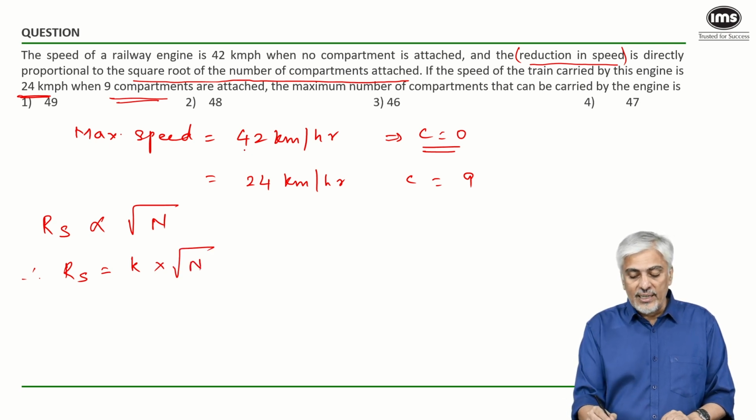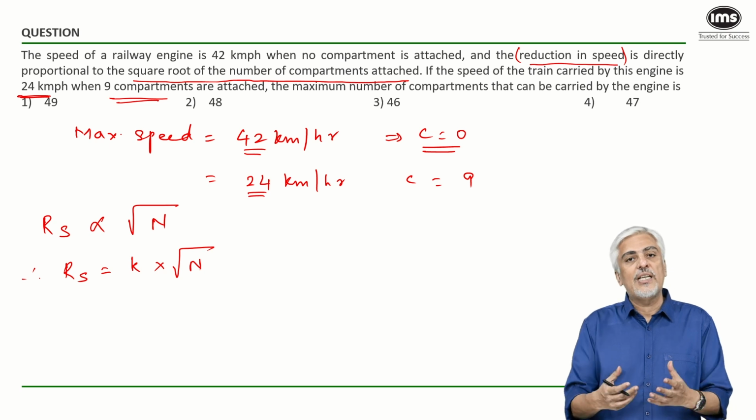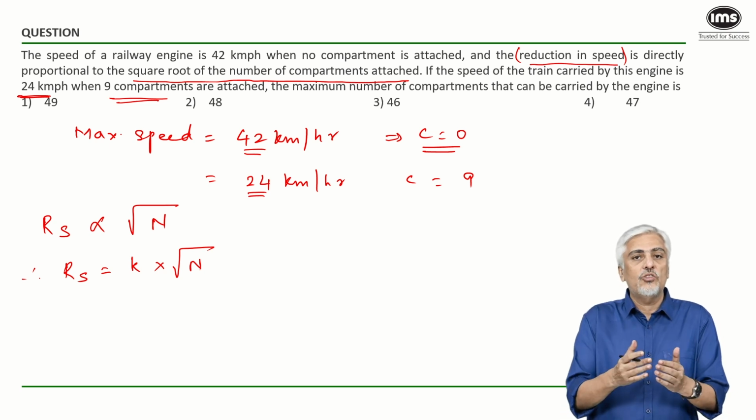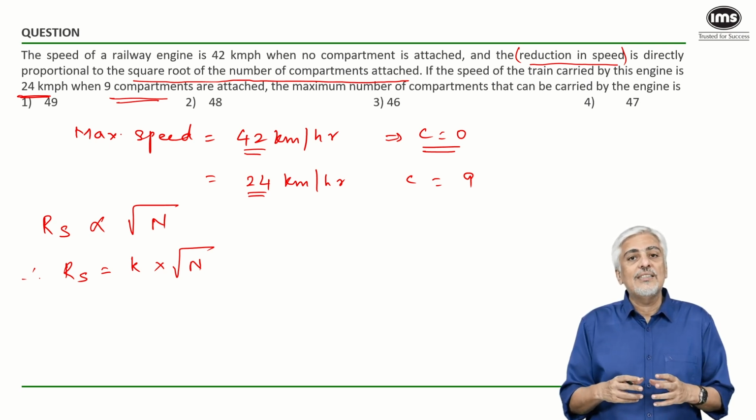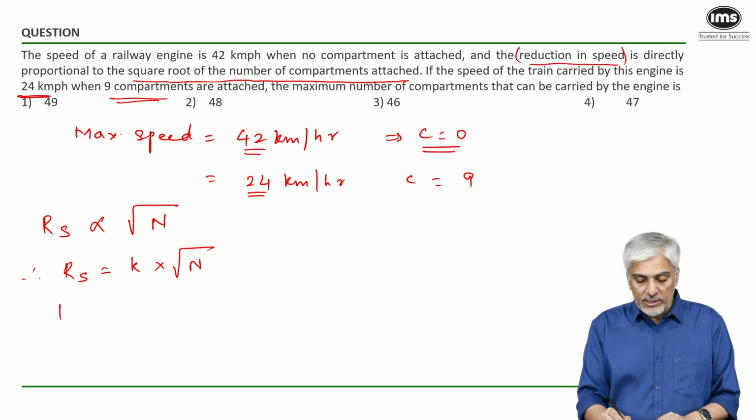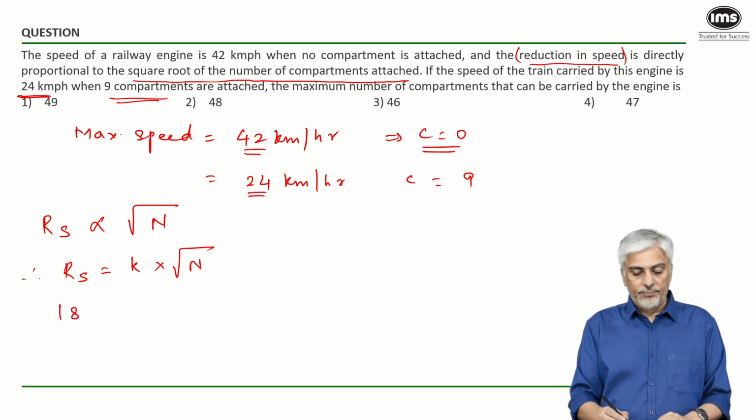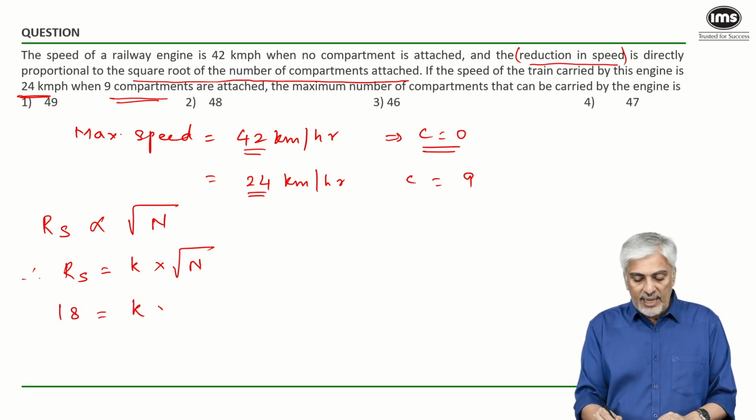Therefore, reduction in speed will be equal to k multiplied by square root of number of compartments attached. Now, how much is the reduction in speed? Speed was 42, it became 24. So, how much has it reduced by? It has reduced by 18 is equal to k into square root of 9.